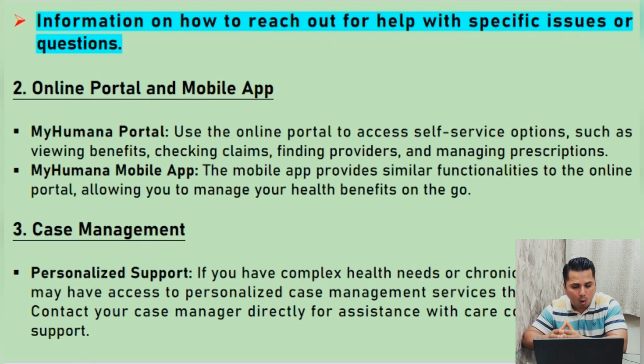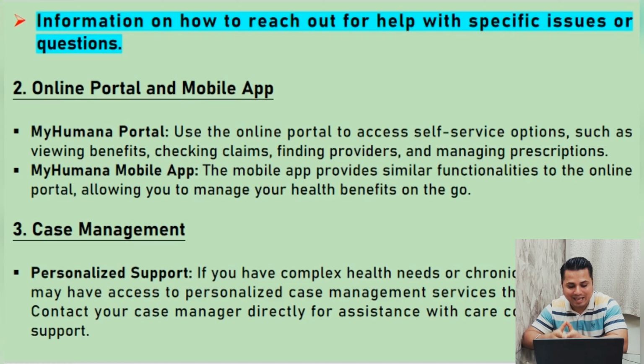Number two, online portal and mobile app. My Humana portal. Use the online portal to access self-service options such as viewing benefits, checking claims, finding providers, and managing prescriptions. My Humana mobile app. The mobile app provides similar functionalities to the online portal, allowing you to manage your health benefits on the go.